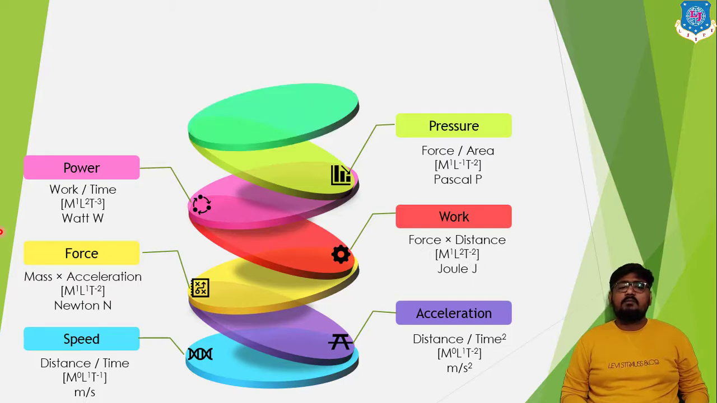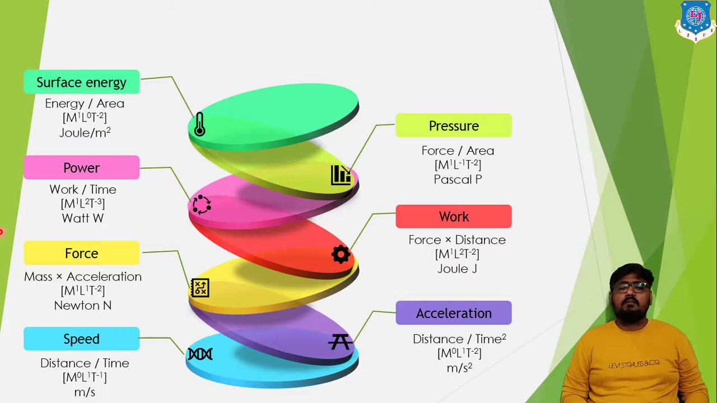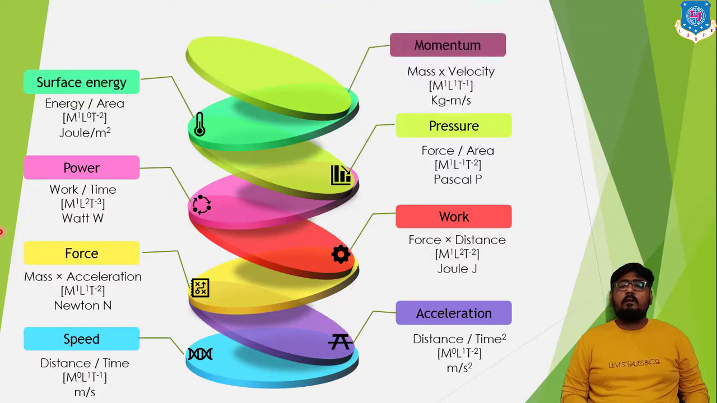And the next one is surface energy. Energy per unit area is the surface energy. So that is joule per meter square, M1 L0 T raised to minus 2. And the last one is the momentum. Momentum is nothing but mass into velocity. M1 L1 T raised to minus 1, kg meter per second. So this is all about some basic physical quantities.